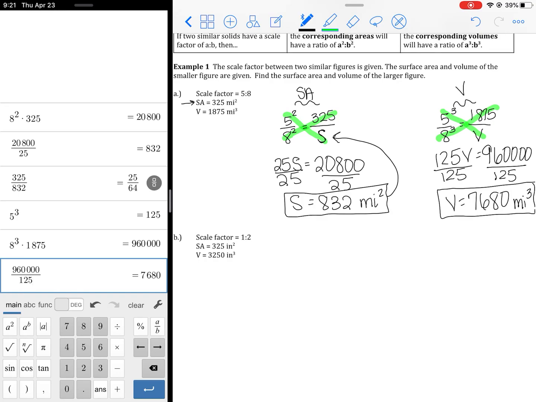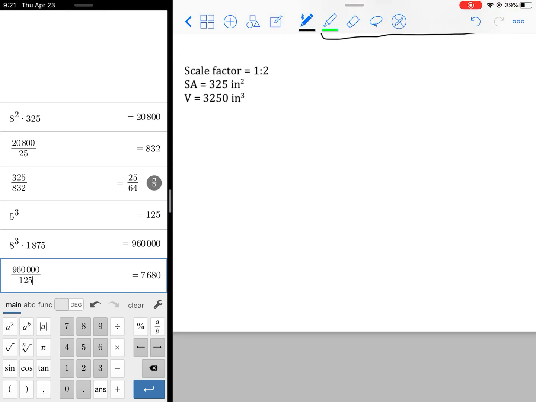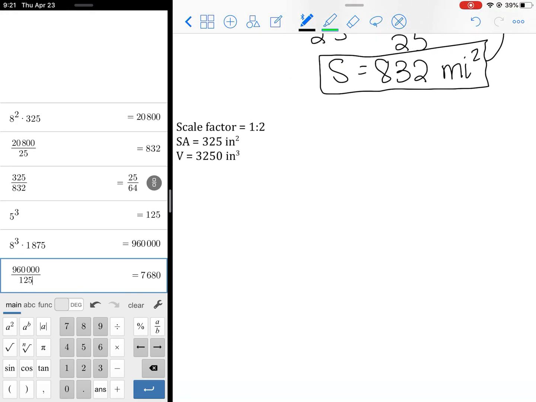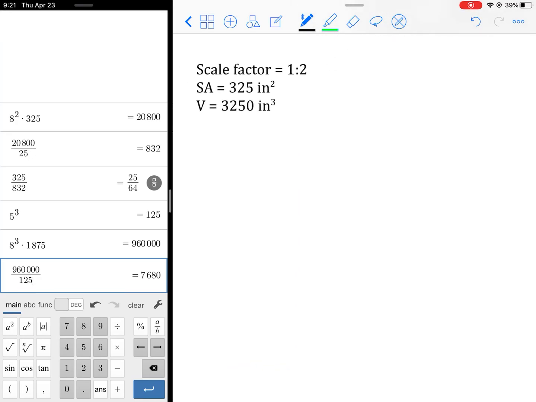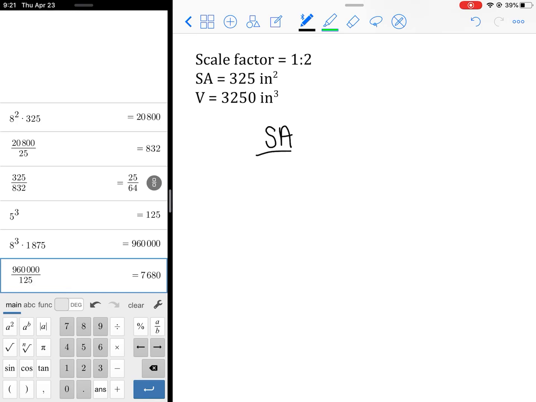All right, so now let's look at our second example. We're going to do the same thing, surface area and volume, but this time we have a scale factor of 1 to 2. If the scale factor is 1 to 2, and I'm given the surface area and the volume of the smaller shape, let's start out with our surface area. Area is in 2 dimensions, so I'm going to take my scale factor and square both parts. Since this is the surface area of the smaller figure, I'm going to put it on top because that's where the smaller part of the scale factor was. And then I'm going to put a variable on the bottom because that's what I'm trying to find. I'm ready to cross multiply.